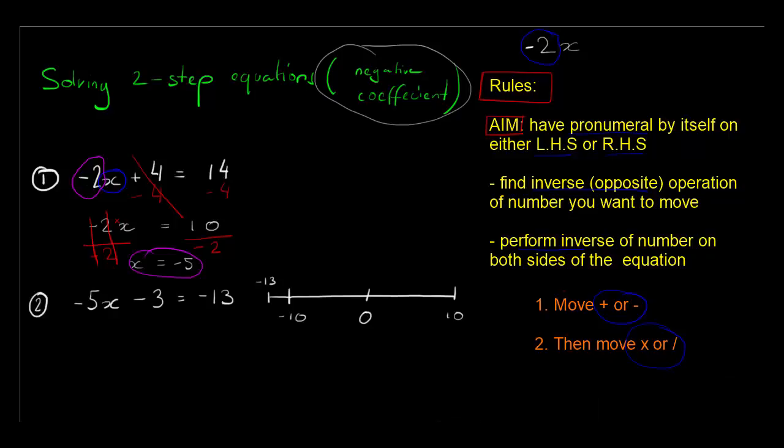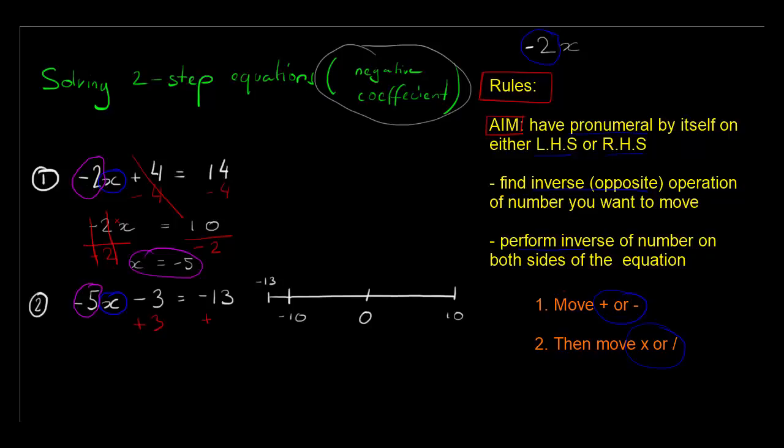Now how about the next one? Well, we're still trying to get the x to be by itself, right? And the rules are still, we're going to move plus or minus before we move times divided by. So that whole coefficient, the minus 5, we're going to move that later, not in the beginning. We're going to first move the minus 3, right? So the minus 3 we move first. What's the opposite of minus 3? Well, that is plus 3.